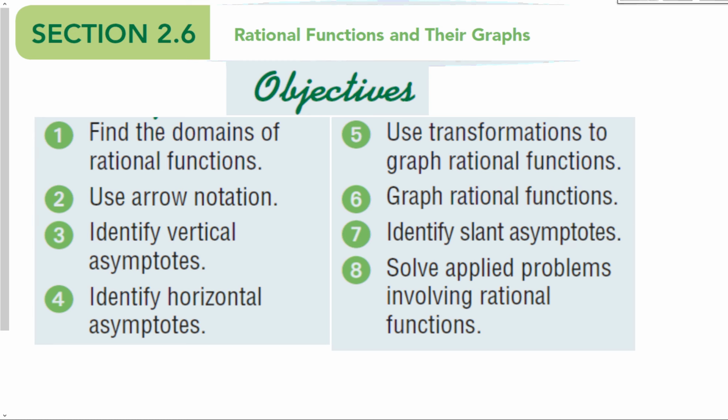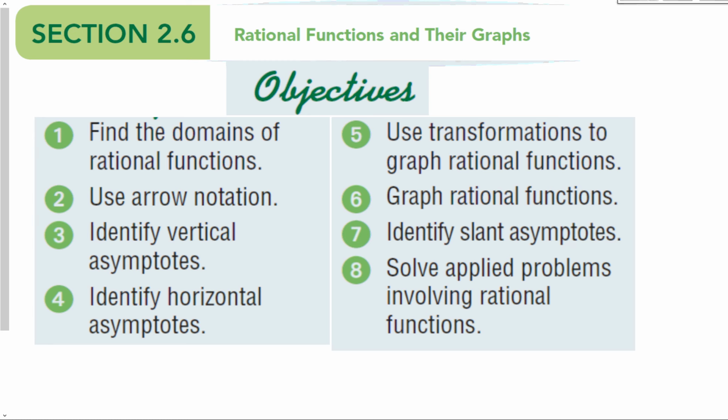Section 2.6, rational functions and their graphs. So our objectives for this section are to first find the domains of rational functions, to use arrow notation, which is also going to lead right into limit notation, to identify vertical asymptotes, to identify horizontal asymptotes, to use transformations to graph a few rational functions, to graph the rest of the rational functions, to identify slant asymptotes, and to solve applied problems involving rational functions.